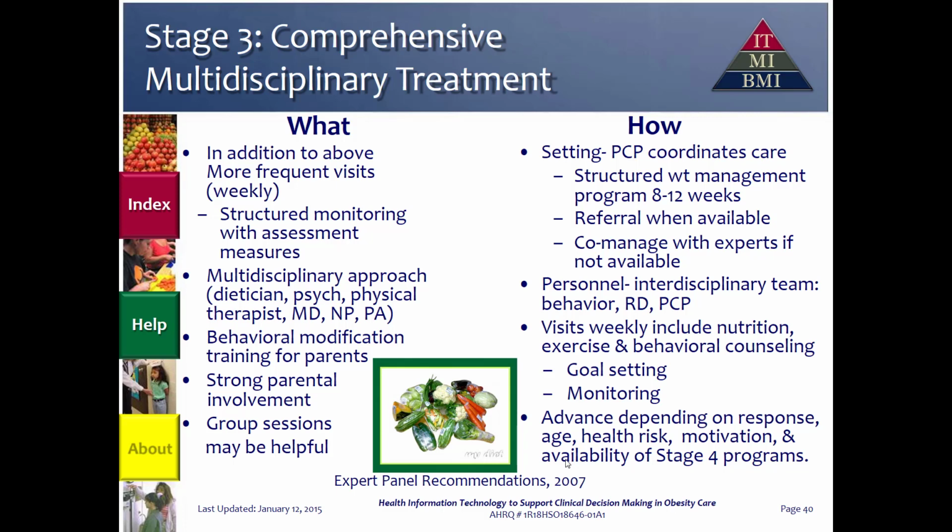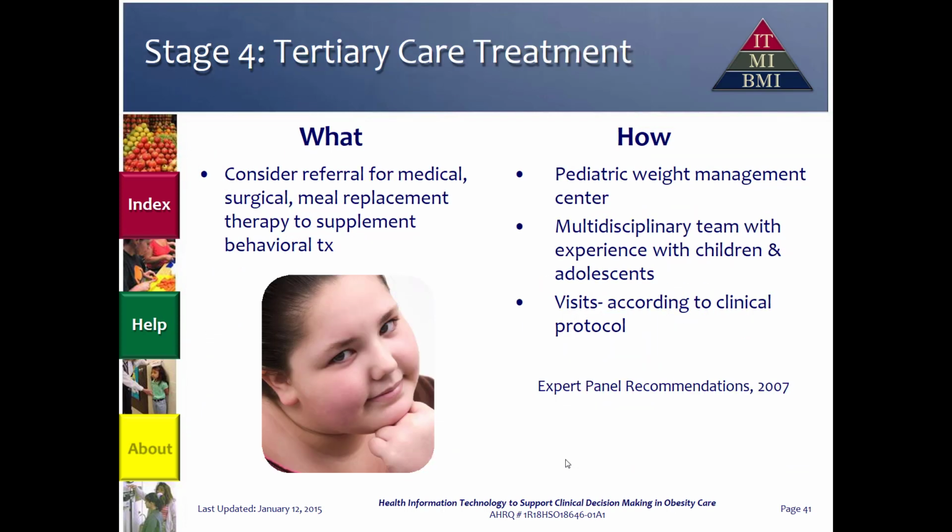We've already mentioned it's an interdisciplinary team, weekly visits with some goal setting and monitoring, and again, they'll advance to stage 4 if they continue to have no progress and the health risks are increasing and they're motivated to move on to stage 4. So stage 4 is a tertiary care treatment. You should consider referral for medical, surgical, meal replacement therapy to supplement the behavioral therapy if the child's health is deteriorating and they're not making any progress with what you've done in the first 3 stages.